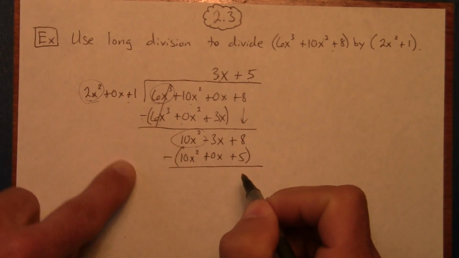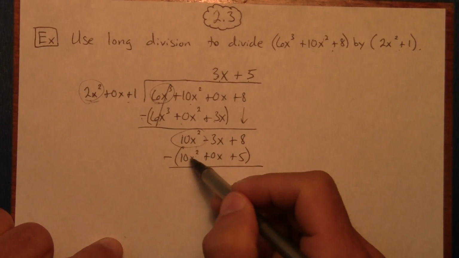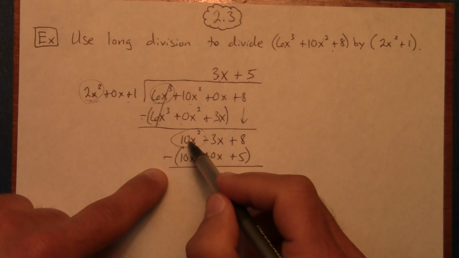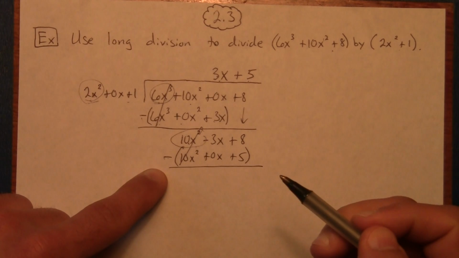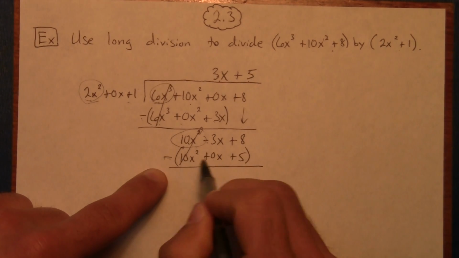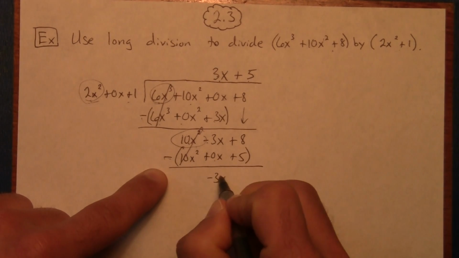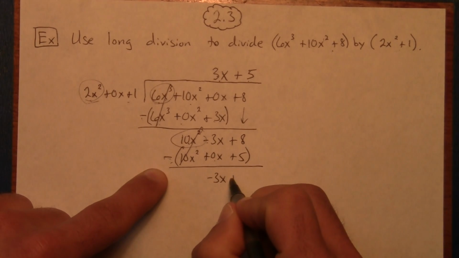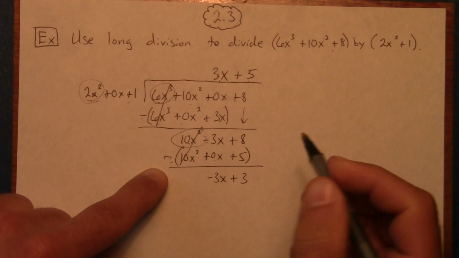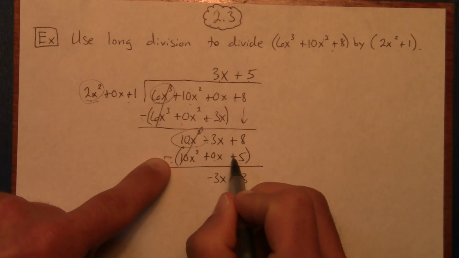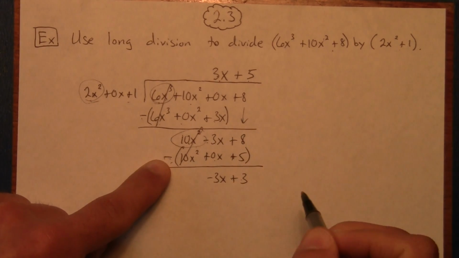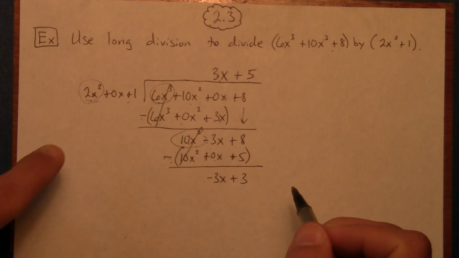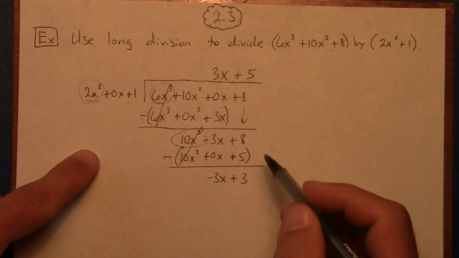Again, parentheses around the entire quantity because I'm subtracting. The first terms are supposed to cancel, so just double check to make sure they do. It's 10 minus 10. Sure enough, they do. It's negative 3 minus 0, so negative 3x. And then it's 8 minus 5, and that gives me a positive 3. Like I said, be careful. If this was a negative 5, you'd have a double negative, and then you'd have 13 here. It's an easy mistake to make. You just have to be careful when you're doing this.